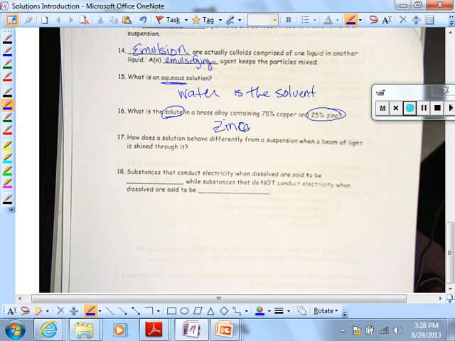All right, how does a solution behave differently from a suspension when a beam of light is shined through it?